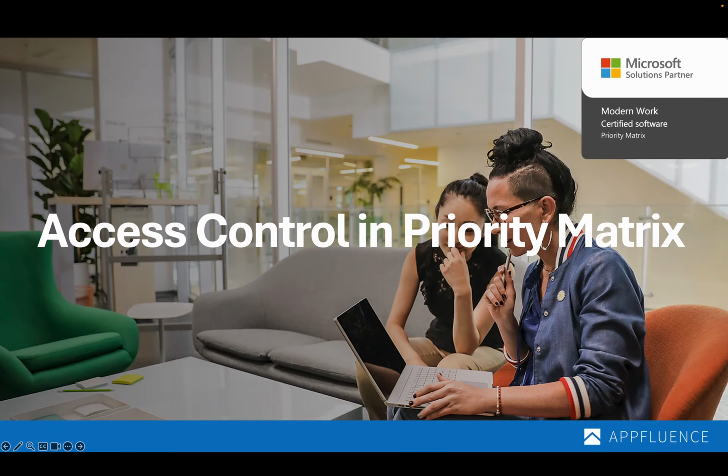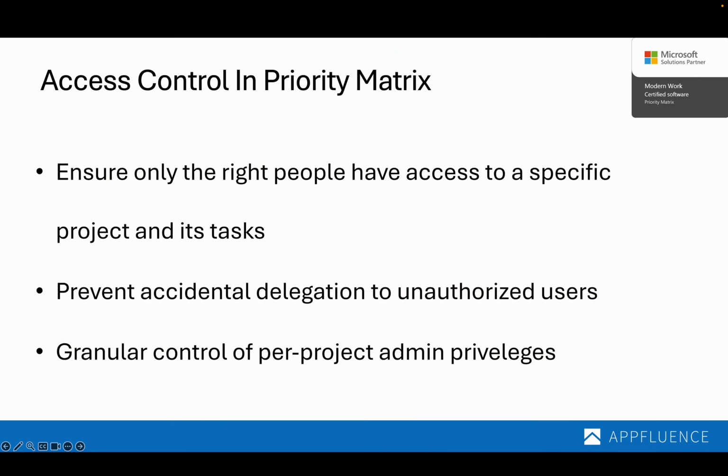Access control in Protomatrix exists to ensure that only the right people have access to specific projects and its tasks. Also, to help prevent accidental delegation to unauthorized users. And lastly, to give you granular control of per project admin privileges. Let me show you how to put this into practice.